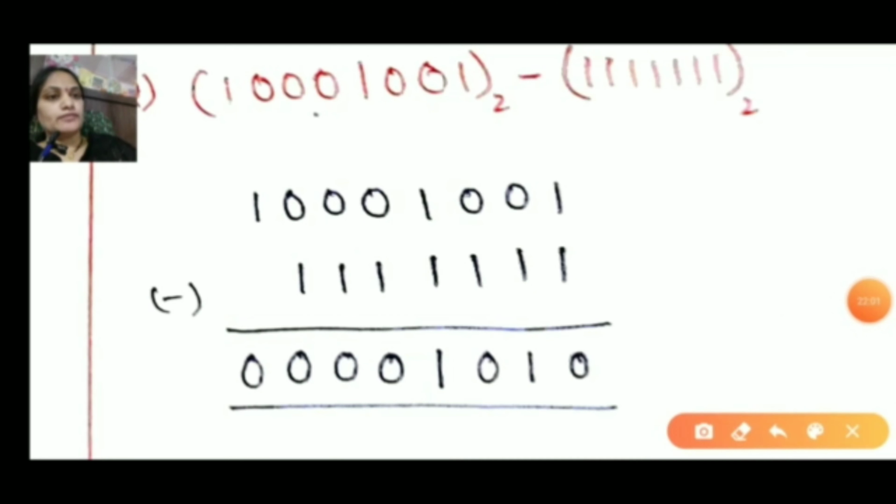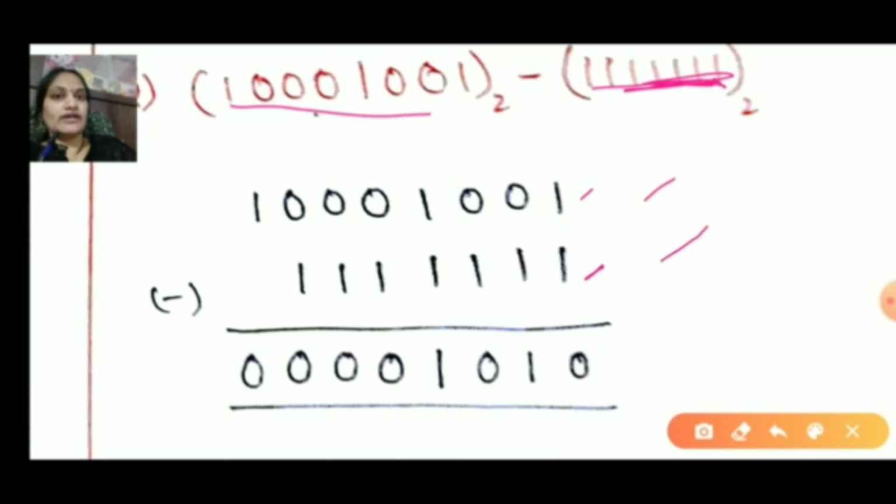One more problem. Here, this is the number you have to subtract from this number. Okay? Now, write these numbers like this. Now, subtract 1 from this 1. So, 1 minus 1 is 0. Again, you have to subtract 1 from 0. Can you subtract it? No. Because 0 is less than 1.